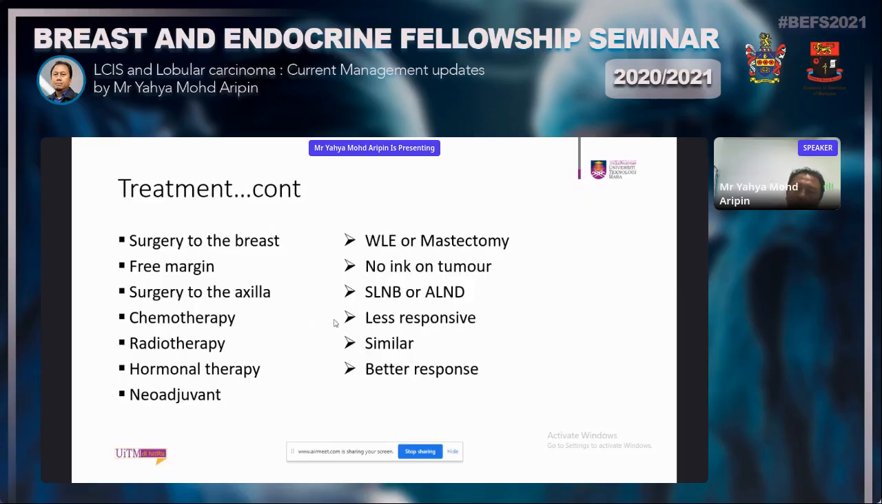They tend to respond better to hormonal therapy. Neoadjuvant, can you do neoadjuvant for ILC? Yes, it's up to you. If you want to do neoadjuvant, you can, but it is better to use anti-hormone therapy rather than chemotherapy.